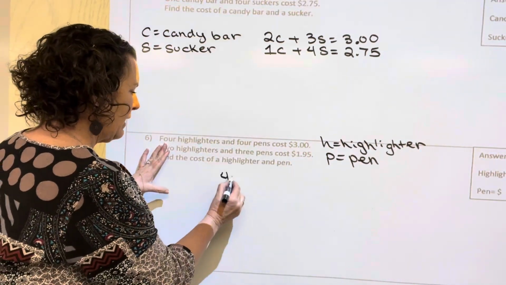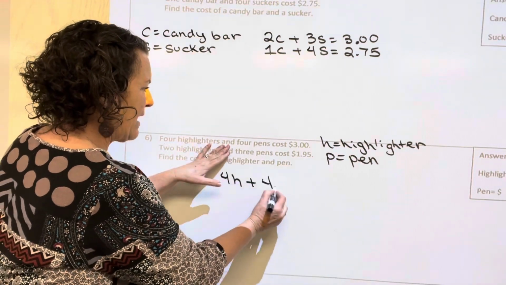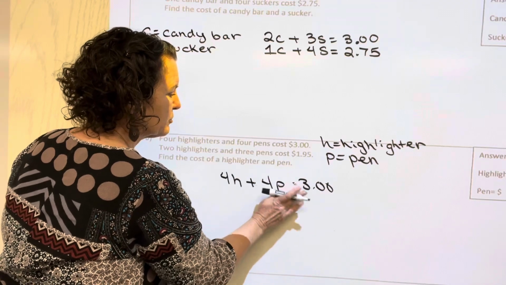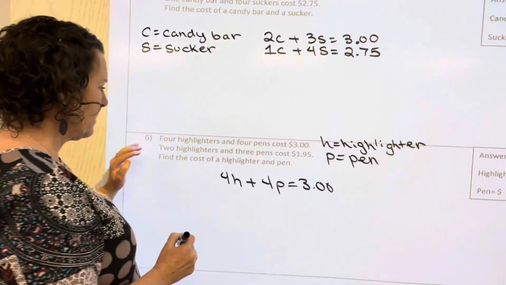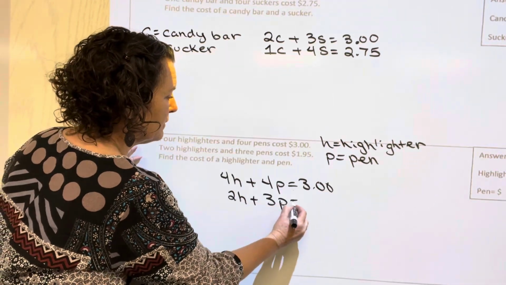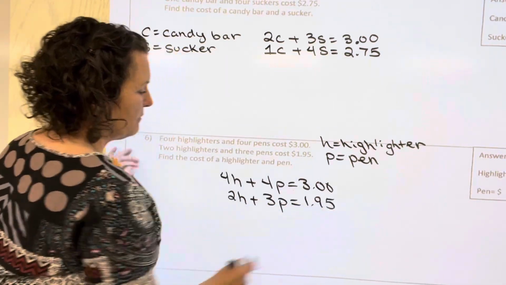So we have 4 highlighters plus 4 pens, $3. Include that 0.00, my friends. It's going to come in handy later when we start solving. And next we have 2 highlighters plus 3 pens, and that is $1.95.